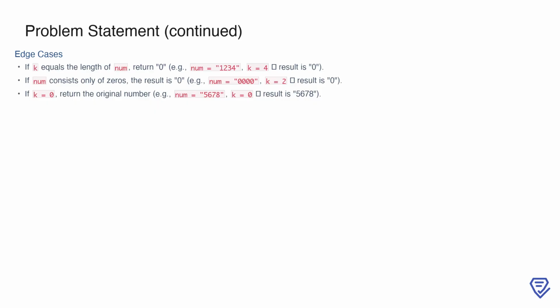Finally, if k is 0, meaning no digits are removed, the output should be the original number itself. For instance, if number is 5678 and k is 0, the result remains 5678. Considering these edge cases ensures that the solution is robust and handles all possible scenarios effectively.